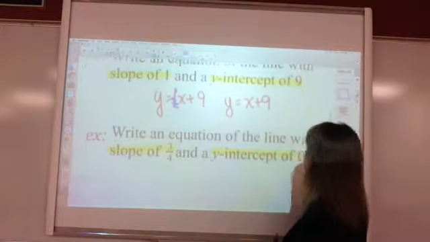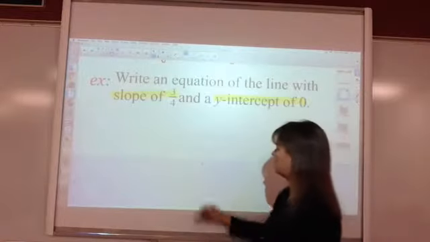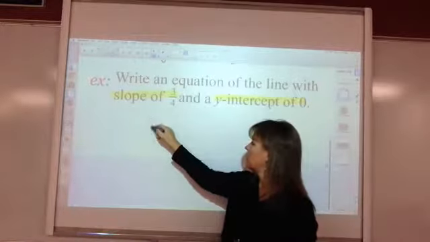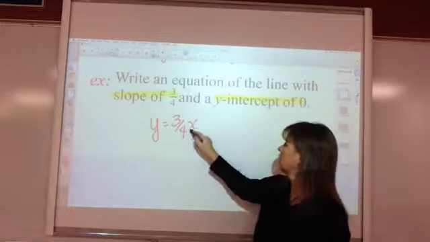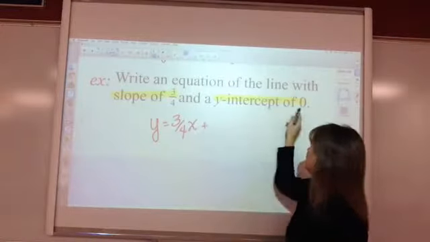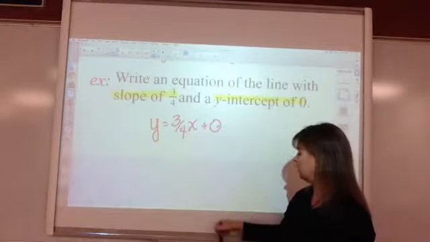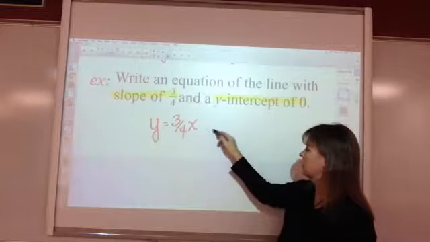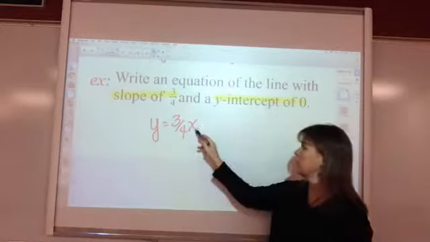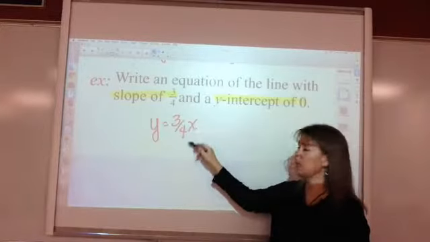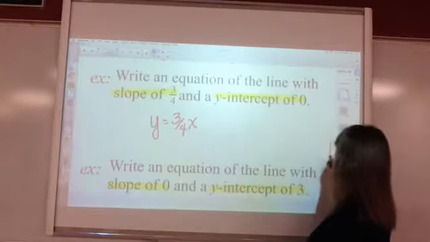And the last one of these, write an equation of the line with slope of 3/4 and a y-intercept of 0. You would get y equals 3/4 x plus 0. Another unsimplified version of that. Don't leave it plus 0. It's just y equals 3/4 x. Be sure to leave the x in the problem because then you know that 3/4 is slope and not y-intercept.